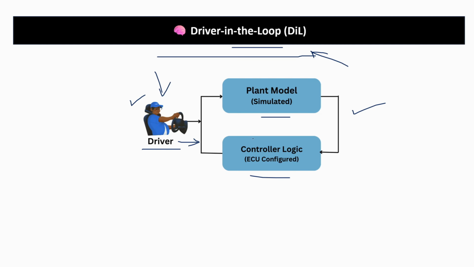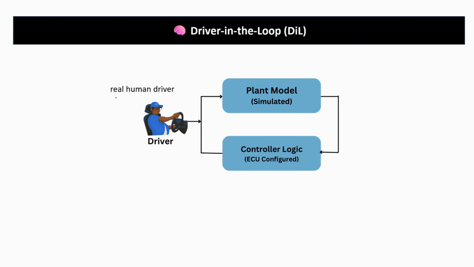Let's break down how this setup works. Imagine a driver sitting inside a motion-based simulator cockpit, complete with a steering wheel, pedals, dashboard, and screens that project a 360-degree view of a virtual environment. Now, inside that simulator, the vehicle model, the plant, runs in real time, simulating vehicle dynamics, tire models, and environment physics. The ECUs or control software are connected, either real hardware from HIL setups or their virtual counterparts. The driver interacts naturally, accelerating, braking, steering, and reacting to visuals and forces.